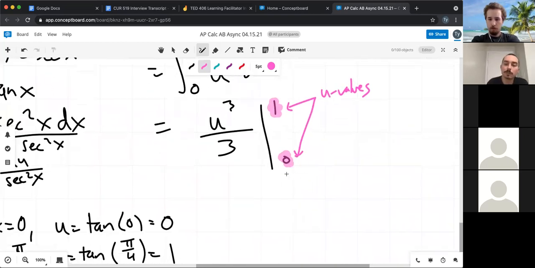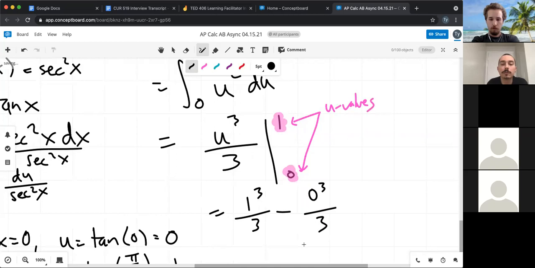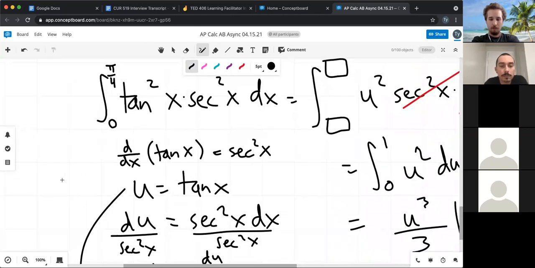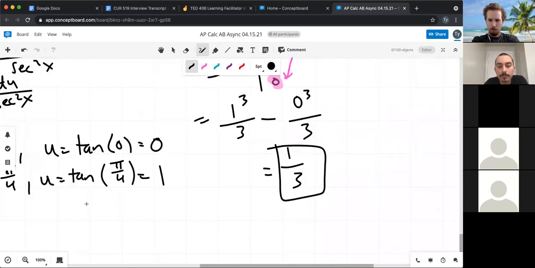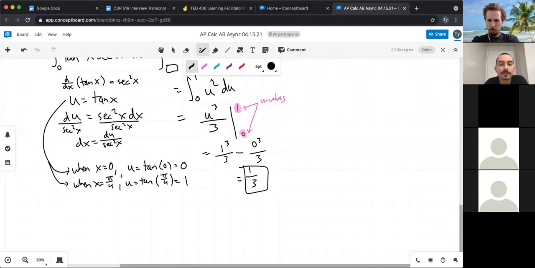Yes, so I forgot tangent's not on the unit circle. So these are u values, we just plug them in. We plug in the top one, u cubed over 3, minus plug in the bottom one, 0 cubed over 3. That one goes away. And we're left with 1 over 3. So we started with something really gross, and we ended with a nice fraction. Isn't that satisfying?